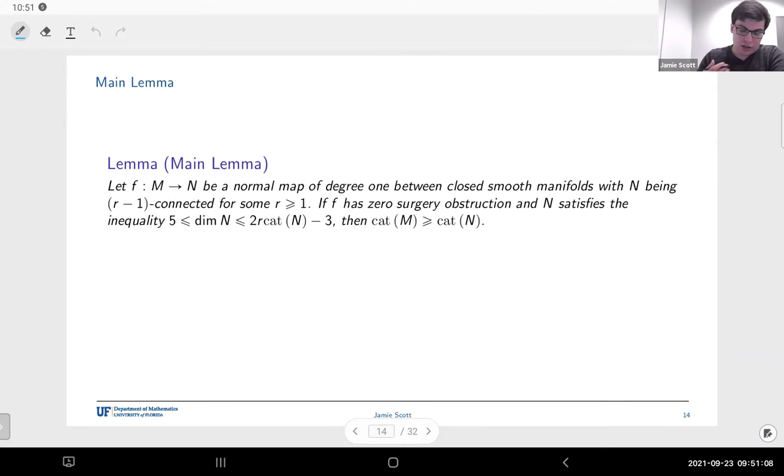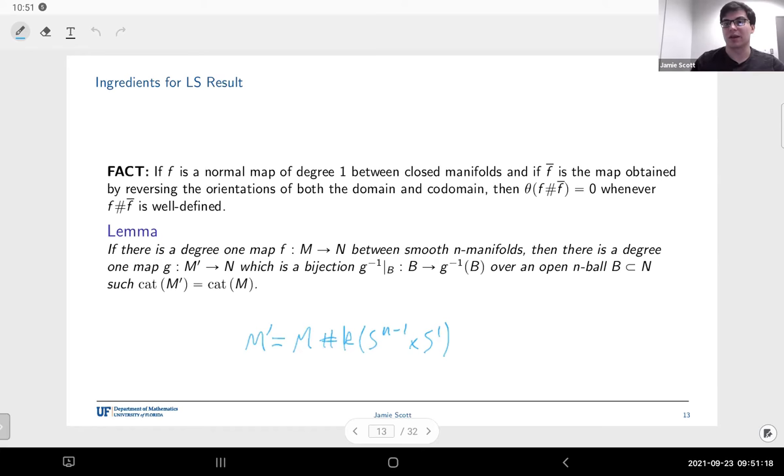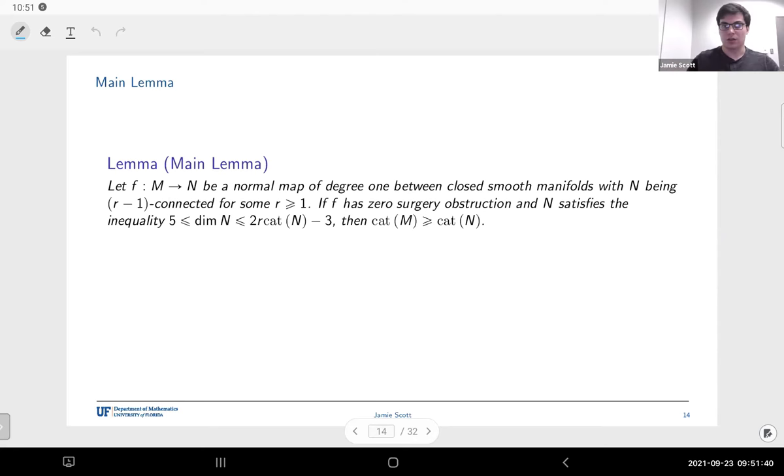And so then we can now look at our main lemma. The first thing that we're going to do is assume there are no surgery obstructions. If we look back here, we can just get rid of surgery obstructions by taking connected sums. Since we know the category of a connected sum, the category of this M prime is the same as the category of M. And when we take the category of M connected sum itself, it's going to be the category of M as well. So that will get rid of our surgery obstruction. All we have to do is prove that if we don't have a surgery obstruction, it works. And so this here is our main lemma.